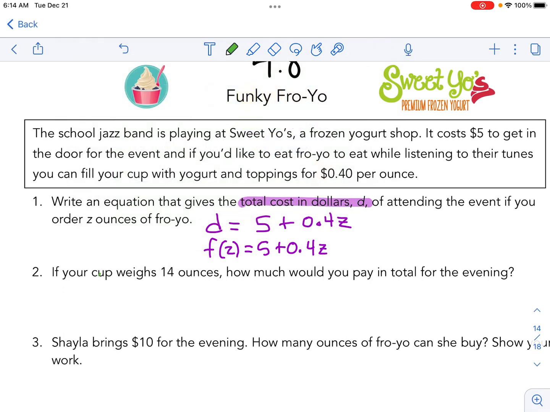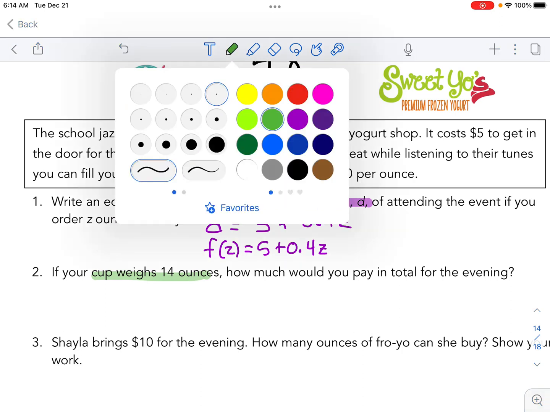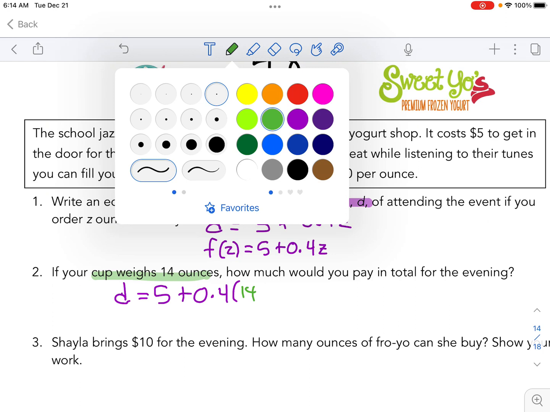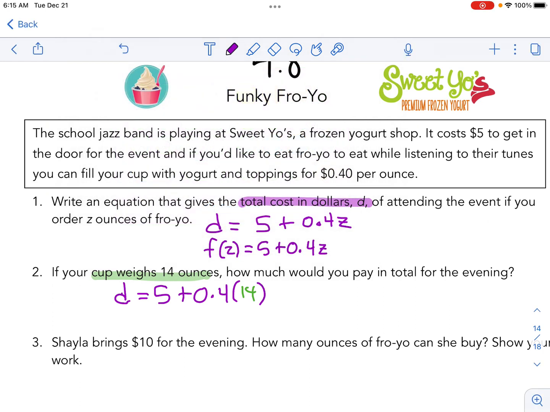And we could ask you to use the function two different ways. We could give you how many ounces of yogurt you're going to eat. So you're going to eat 14 ounces of yogurt and toppings. How much money do you need to bring? If you are going to eat that much yogurt, then the amount of dollars you need is 5 plus 0.4 times the number of ounces, which is 14.